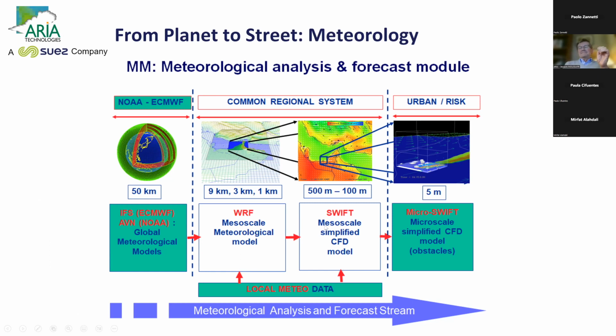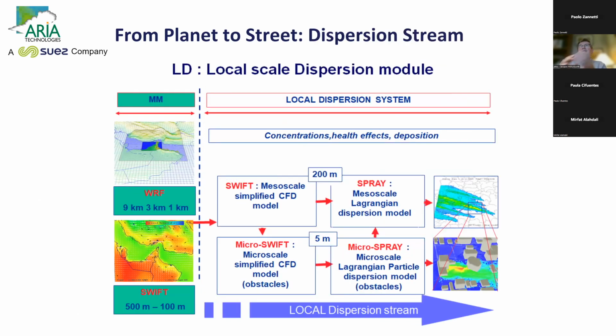Okay. Yes. Fine. So now the second part, to go from planet to street, is to have a local dispersion system. So this is a prolongation of the previous graph, which I have called the local dispersion module or the local dispersion stream. And we start from the meteorological data that we have into the MET model and with WRF and the SWIFT model. And then we can enter to a higher resolution system.